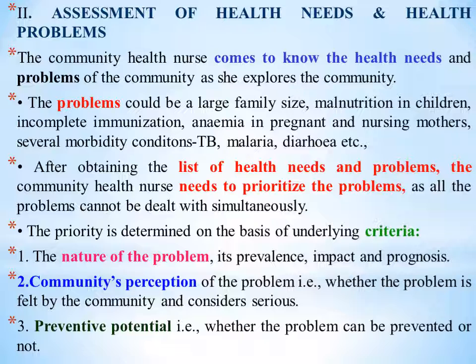After that, she needs to prioritize the problems. This priority is determined by certain criteria. What is the nature of the problem? Its prevalence, impact and prognosis. What is the community's perception of the problem? Whether the problem is felt by the community and considered serious, and whether the community is aware of the problem. Third point is preventive potential, whether the problem can be prevented or not.